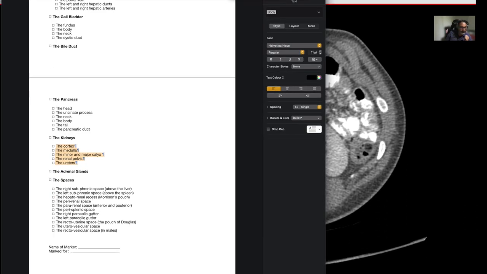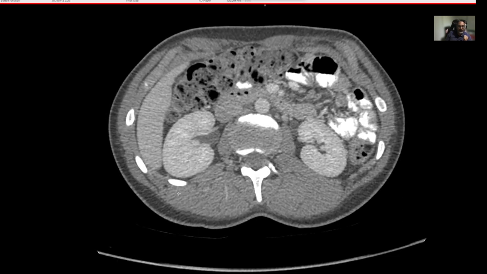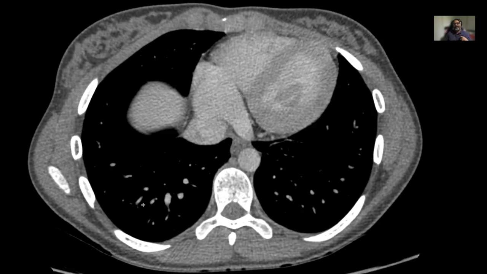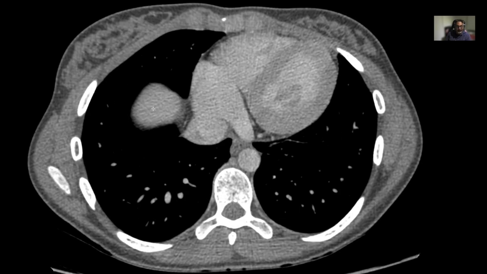So there you go. Okay, the last one, the spaces. And let's hope I can remember all of these spaces. So yeah, let's go back to the top. So the first spaces are the subphrenic spaces. So there's the right subphrenic space, which is just under the liver.